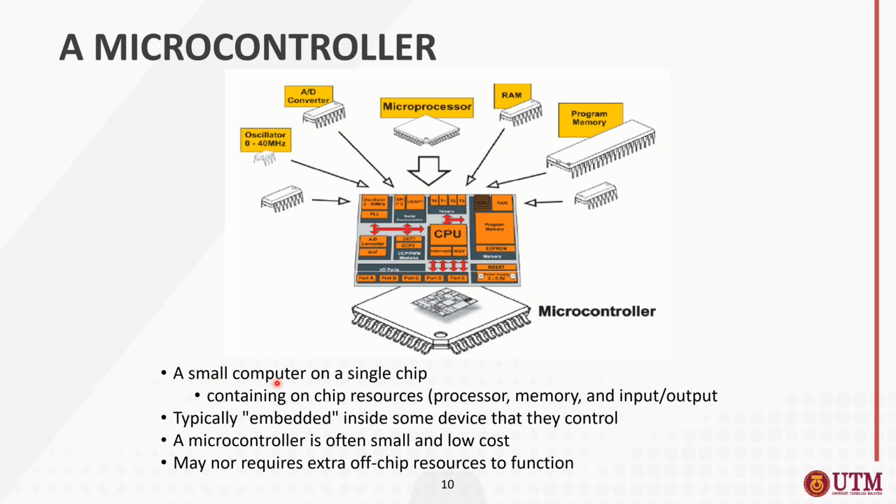So it is a small computer on a single chip, containing on-chip resources: processor, memory, input and output. Alright, so this is typically embedded inside devices that it controls. A microcontroller is often small, really small and low cost. And it may not require extra chip resources to function, so it can function by itself by using the micro C chip. Right, so that is the difference between micro C and micro P.